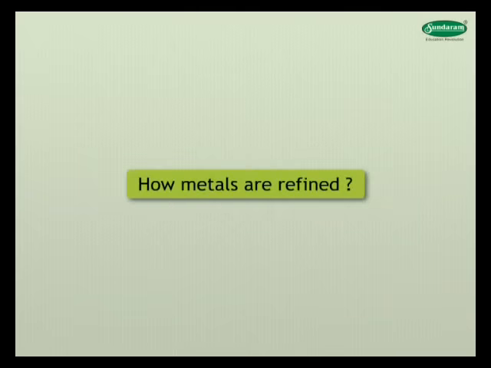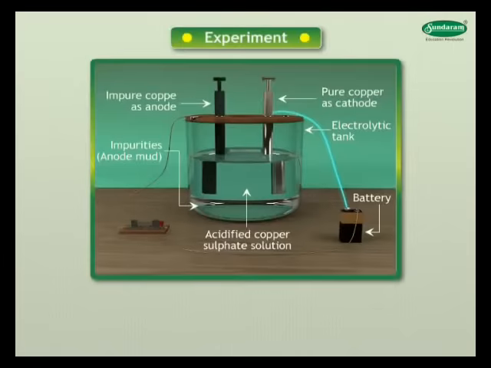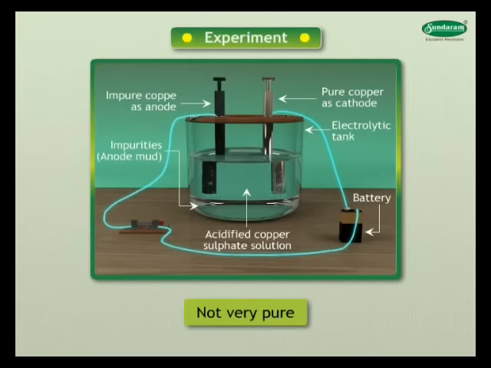How are metals refined? Let us see. The metals produced by various reduction processes described above are not very pure. They contain impurities which should be removed to obtain pure metals. The most widely used method for refining impure metals is electrolytic refining.